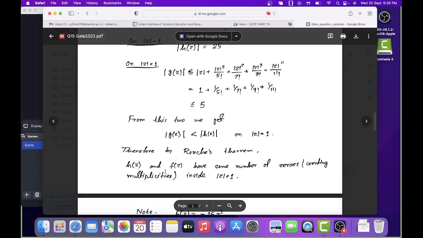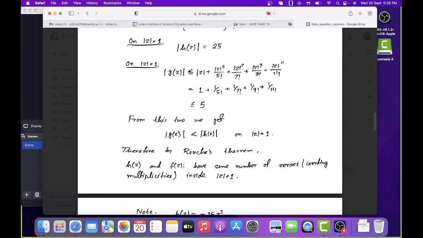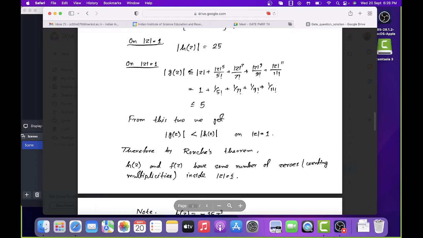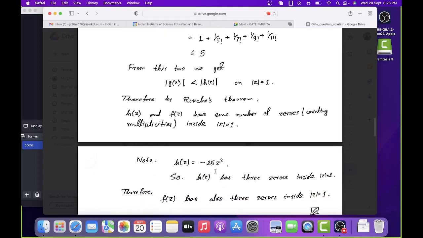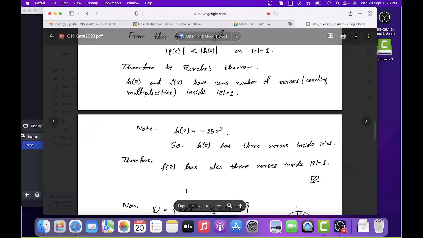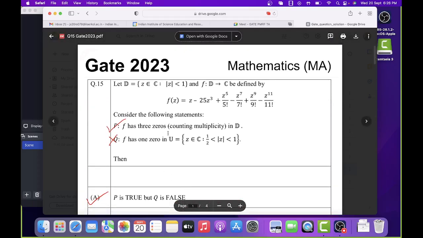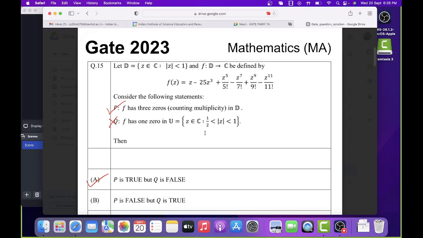So from that you can say that h(z) and f(z) have the same number of zeros, counting multiplicity, inside this unit circle, right? And what is h(z)? h(z) is this, 2a minus 25 z cube. So it has 3 zeros inside the unit disk. Therefore f also has 3 zeros inside the unit disk. On the circle mod z equals 1, and inside mod z is strictly less than 1. So therefore the first option is correct: f has 3 zeros, obviously counting multiplicity, inside the unit disk.